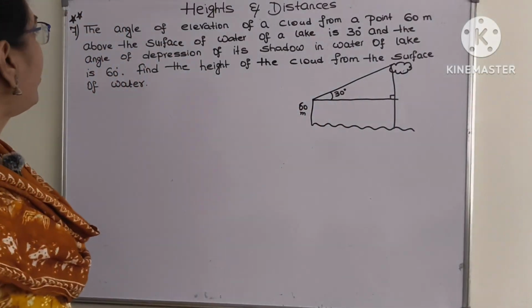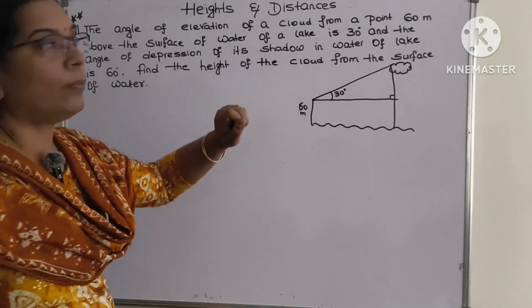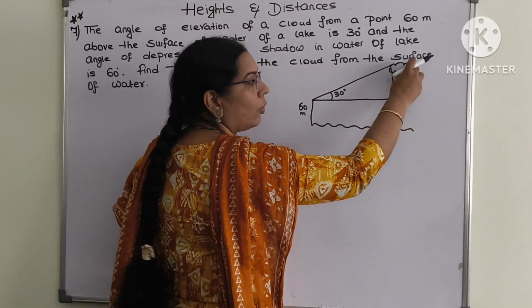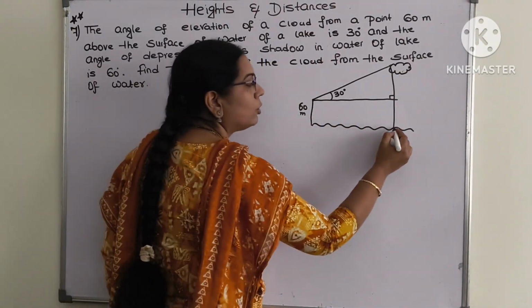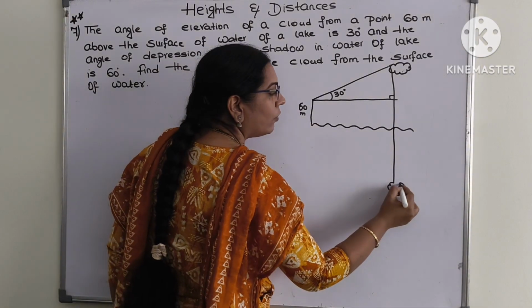Now, what is the next point? And then the angle of depression of its shadow in the water. Now, if this is the cloud, it casts a shadow in the water. So again, this is the shadow of the cloud.